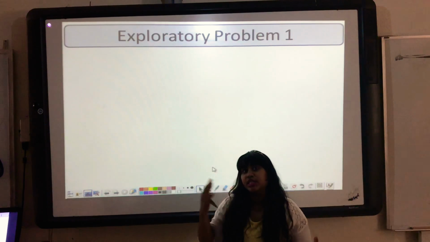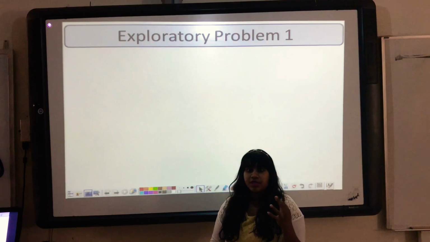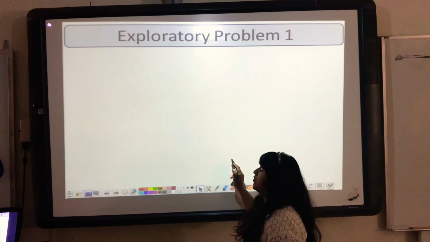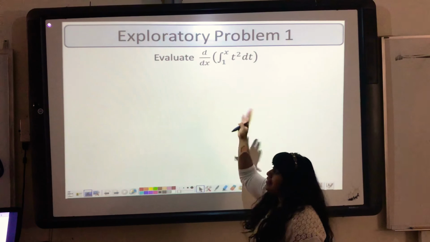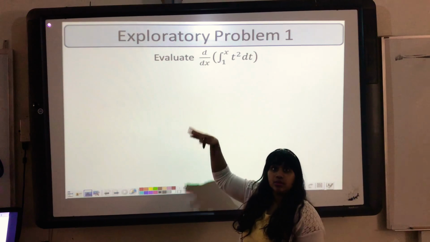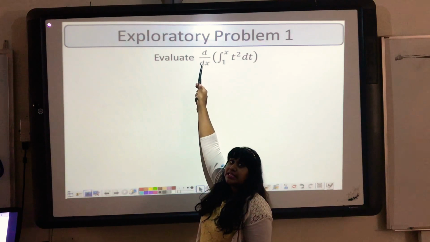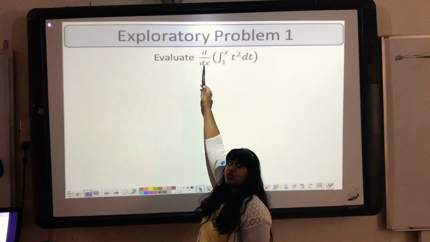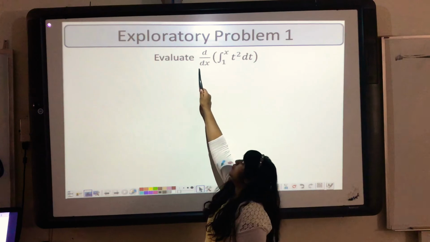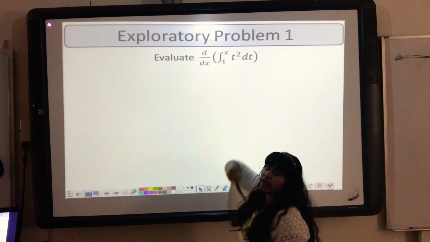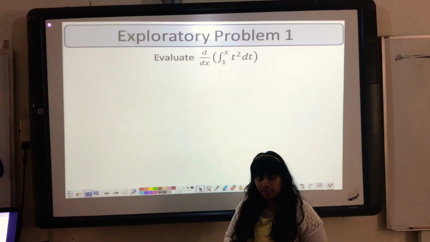So let's do an exploratory problem to understand the basic premise of this part of the fundamental theorem of calculus. Let's go ahead and evaluate what I have up here. Let's read it out loud together. This says d dx. What does that mean? This is the derivative of the definite integral from 1 to x of t squared with respect to t.